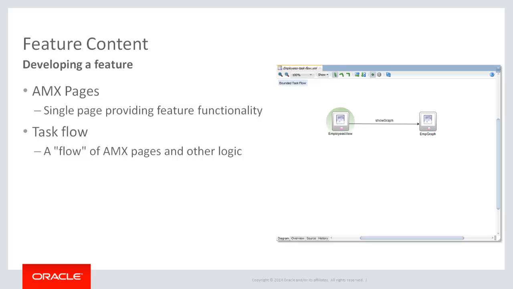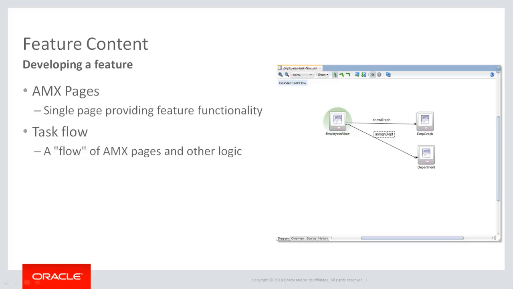The second core building block of a MAF application feature is called a task flow. In its simplest form, a task flow is simply a flow of two or more AMX pages. So if a feature requires you to have a page with employee information but also allows navigation to a second page to view a graph of the salary over time, then those two AMX pages would be designed in a task flow, and your feature content would be this task flow of two pages rather than a single AMX page. So a task flow can be a flow of two pages or three pages, however many you want.